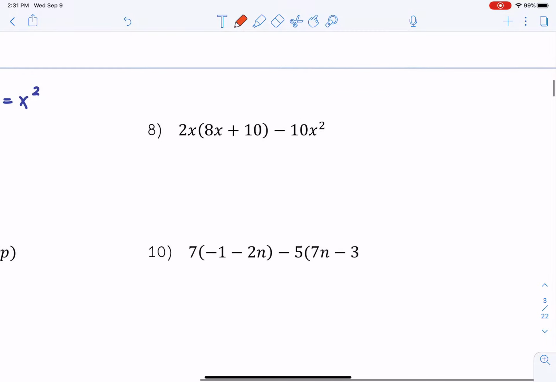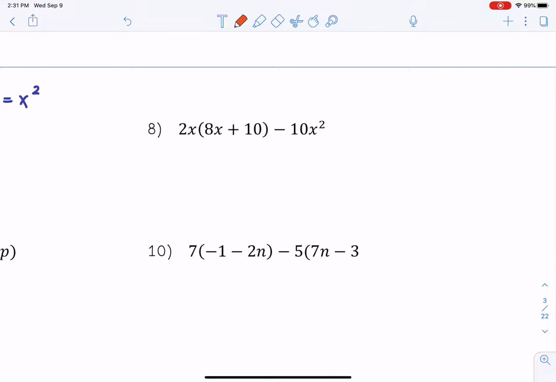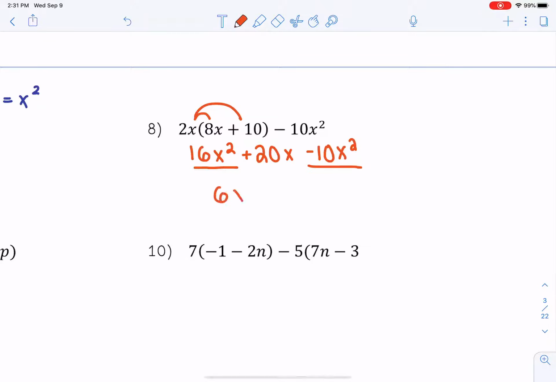Next up, we are going to distribute. 2x times 8x is 16x squared. 2x times 10 is 20x minus 10x squared. Now combine like terms. 6x squared plus 20x.